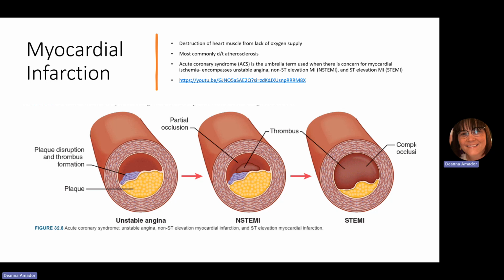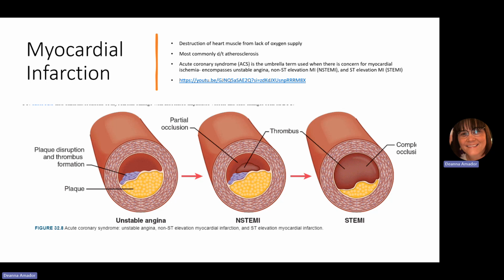As far as unstable angina, this would be pain that is not associated with exercise, and it's not relieved by rest. When you have stable angina, those clients know that when I do this exercise, I have chest pain. When I stop that exercise, my chest pain goes away. That's stable angina. So unstable angina is pain that is not associated with exercise and is not relieved by rest.